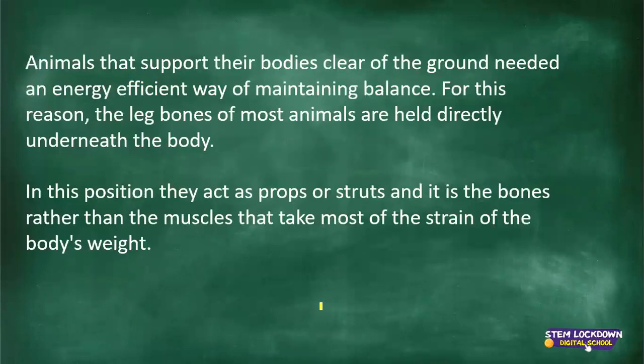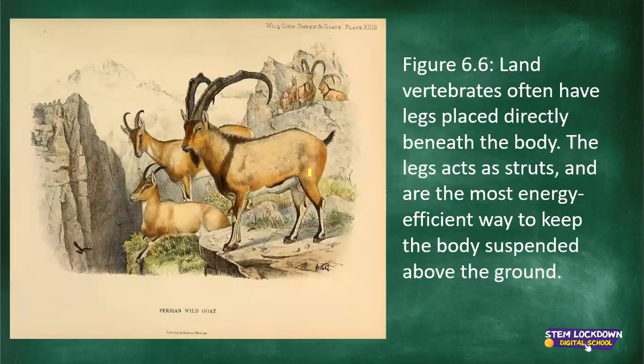Animals that support their bodies clear off the ground needed an energy efficient way of maintaining balance. For this reason, the leg bones of most animals are held directly underneath the body. In this position, they act as props or struts, and it is the bones rather than the muscles that take most of the strain of the body's work. So like I will mention again, study the different animals, study their structure.